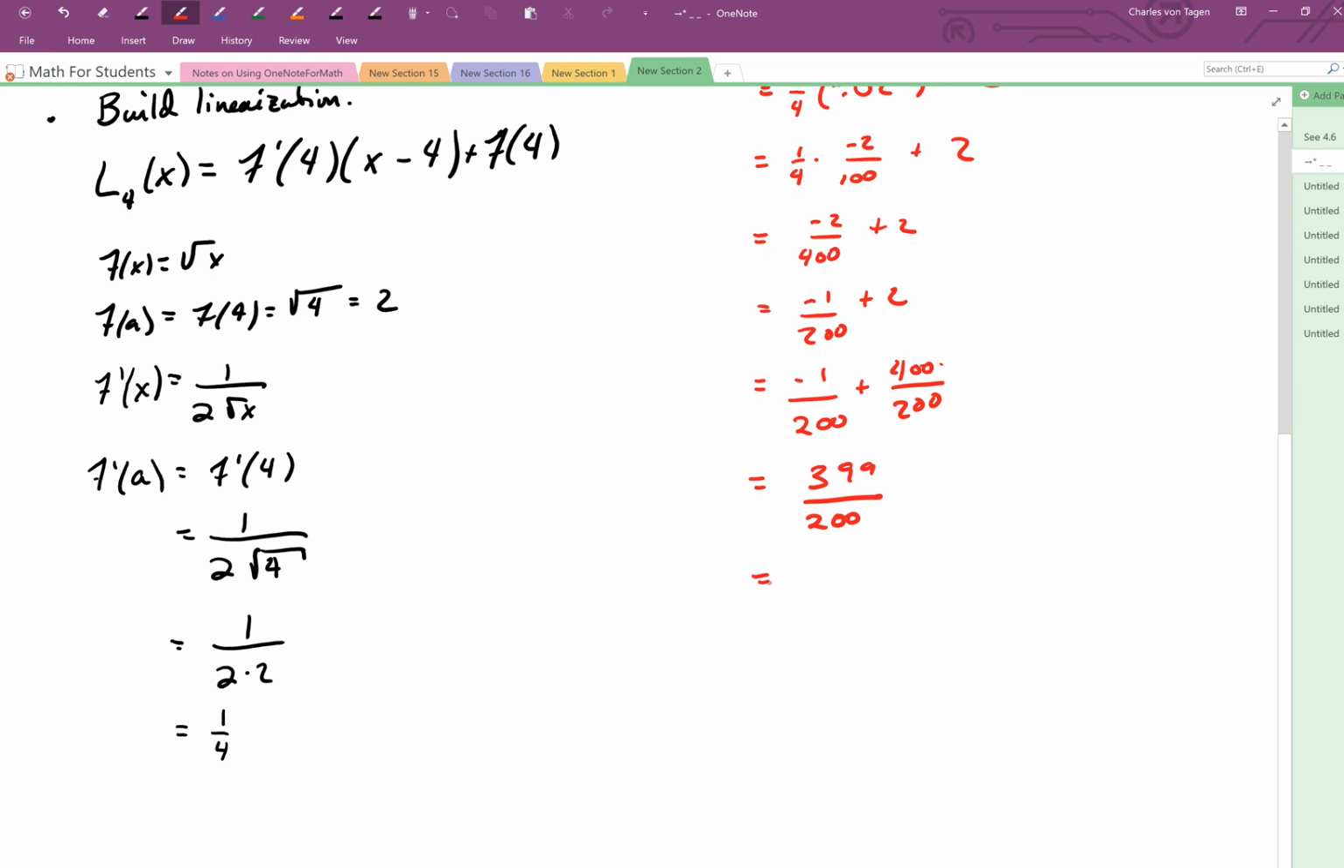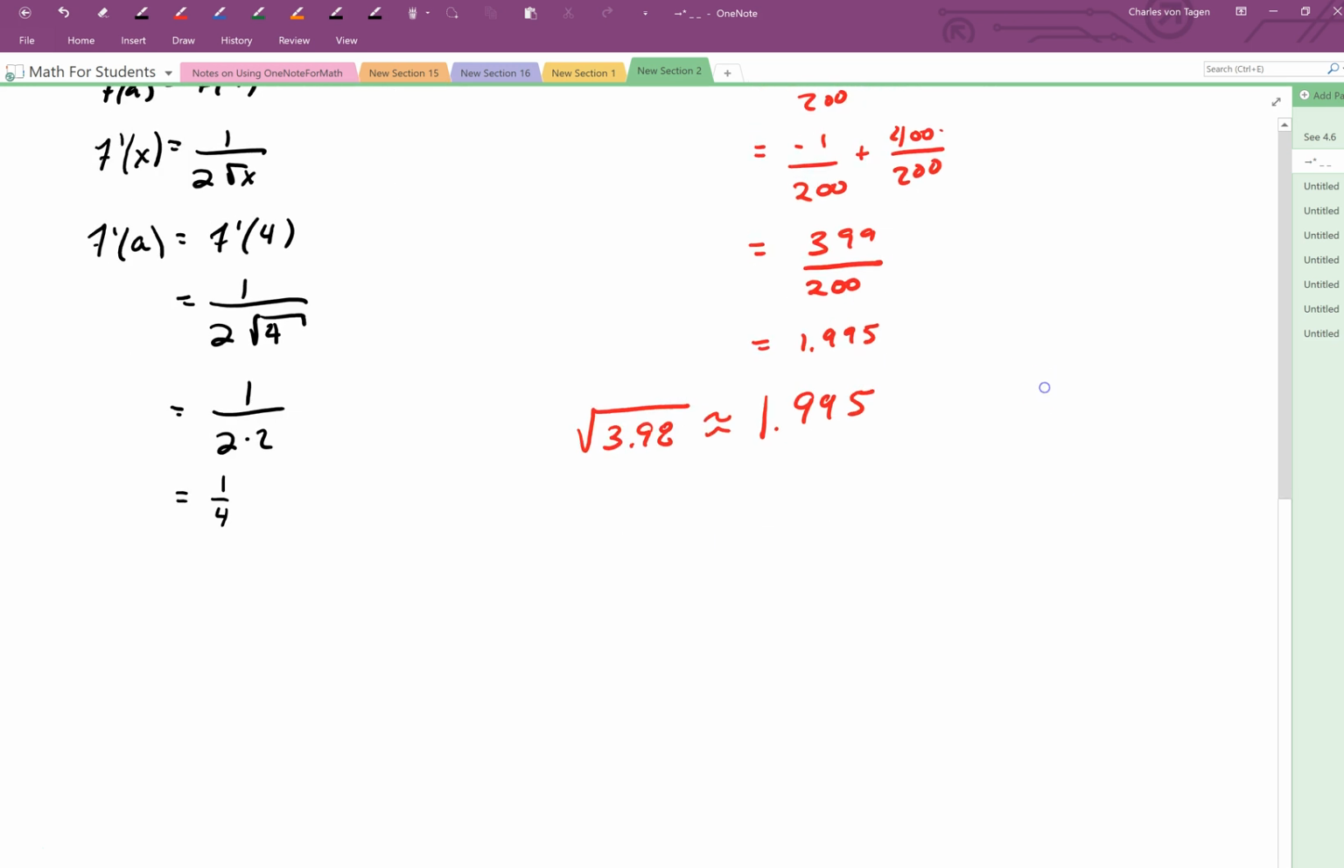And 399 over 200 is 1.995. So this is not the square root of 3.98. What we're claiming is the square root of 3.98 is approximately the linearization of the function evaluated at 3.98, which is 1.995. And of course, if you check with the calculator for the square root of 3.98, you get something very close to this. So that's our answer. I know this doesn't seem like an amazing result, we knew that the answer was going to be something less than 2. The question was how much less than 2, and it turns out to be about 5/1000ths less than 2.